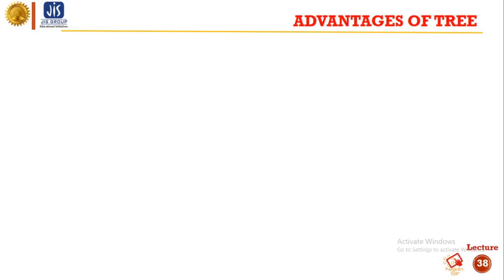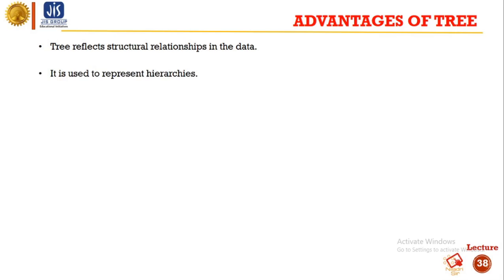Now, what are the advantages of a tree? Basically, a tree reflects structural relationships in the data. It is used to represent hierarchies. Using a tree we can maintain the hierarchy, from where a node came or to what position that node will go. All these things can be represented using a tree.